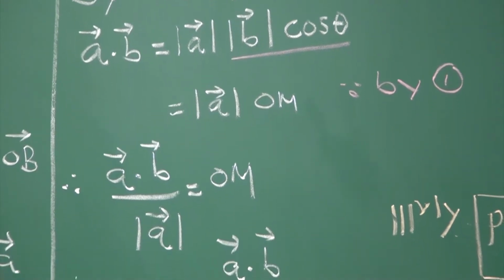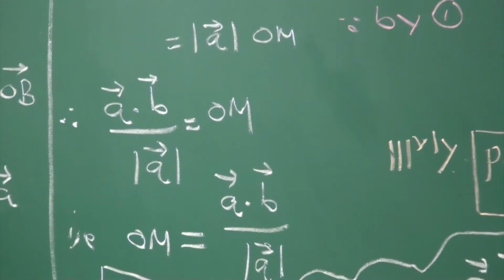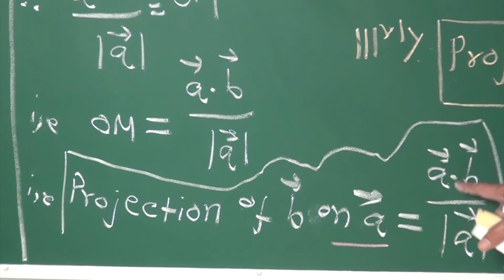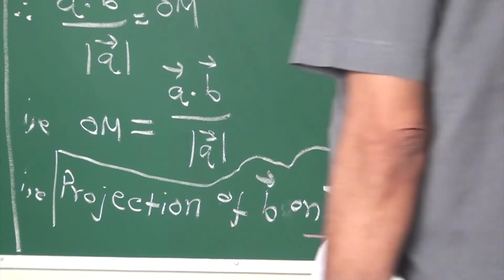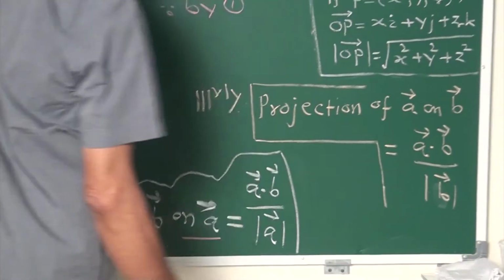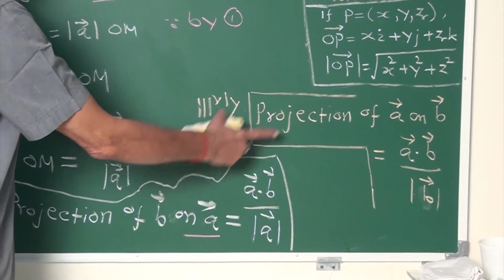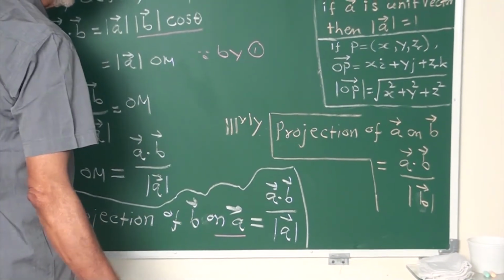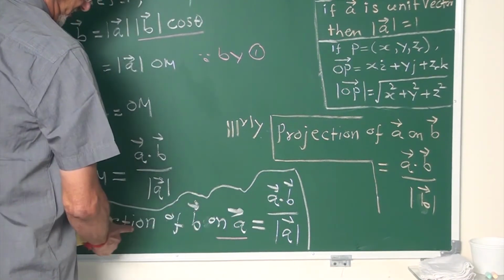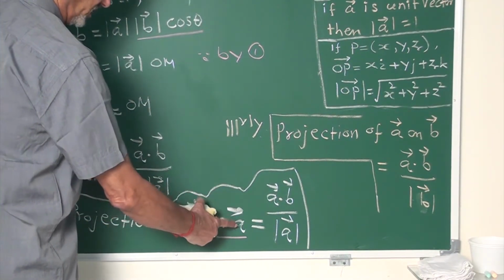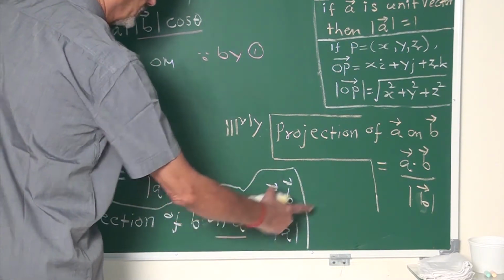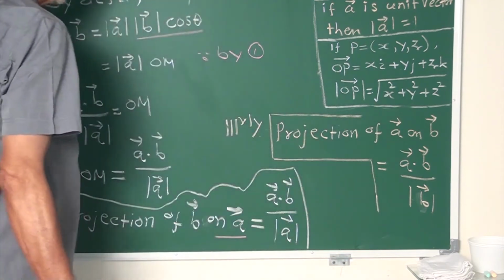Yes, friends, I will repeat the formula. Projection of B on A is A dot B upon magnitude of A, and projection of A on B is A dot B upon magnitude of B. Numerator is the same, A dot B, but the denominator is different. How to remember it? For the projection of one vector on another, the denominator is the magnitude of the vector on which we project. On A, A is in the denominator. On B, B will be in the denominator.